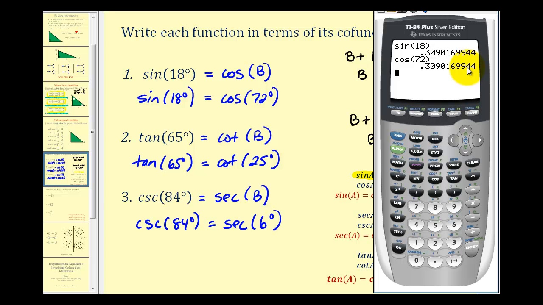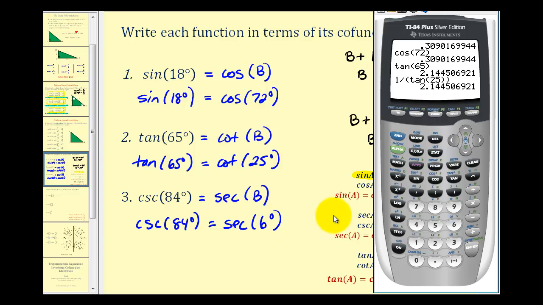And then we have tangent 65 degrees and cotangent 25 degrees. Now remember, there's no cotangent key, but cotangent theta is equal to 1 over tangent theta. So I'm going to type in 1 divided by, and then in parentheses, tangent 25 degrees. Again, this is equal to cotangent 25 degrees, and we can see they are equal. So I'll go ahead and stop here, but we can always verify these on a calculator.